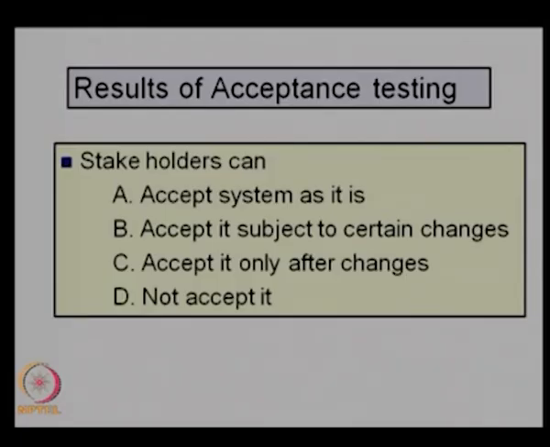And the last option is not to accept it. The stakeholders can simply say that it is not meeting the requirements, and therefore we cannot accept the system, and it needs to be redesigned. There is no other option here. The system needs to be redesigned, and then the acceptance test is to be repeated, and once it is qualified after the acceptance test, then only it will be accepted by the stakeholders. So, these are the 4 options for stakeholders.